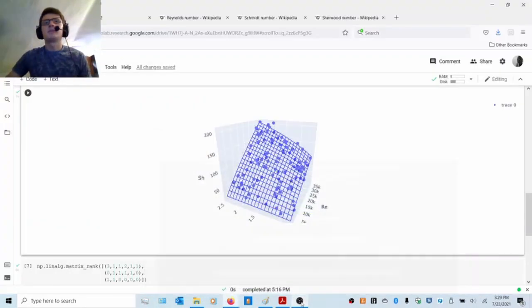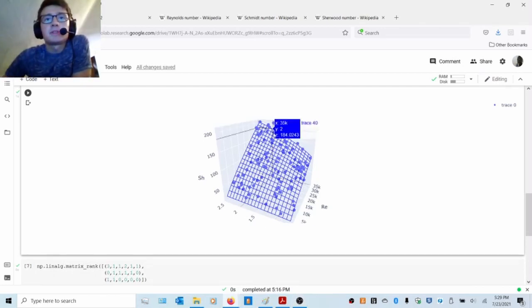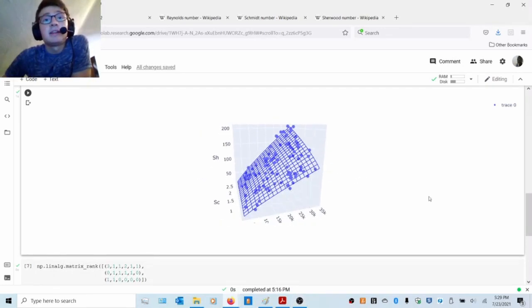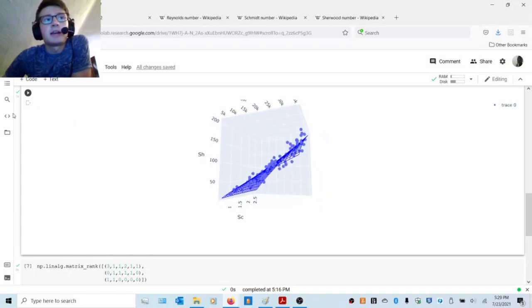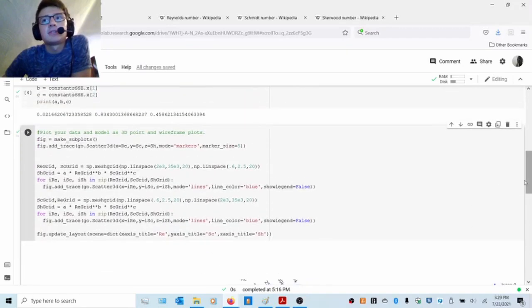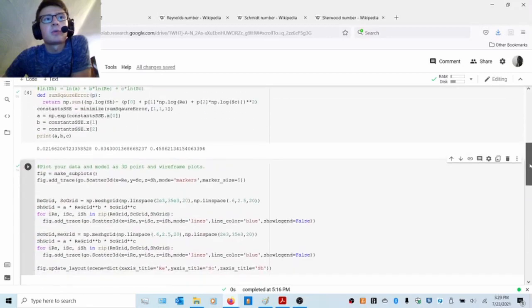How much time have I used? 20 minutes. That's a pretty good amount of time. So we're going to build this plot. We're going to build a grid to sort of be the trend line. And as you can see, there's some code here. You can take a quick look at it.